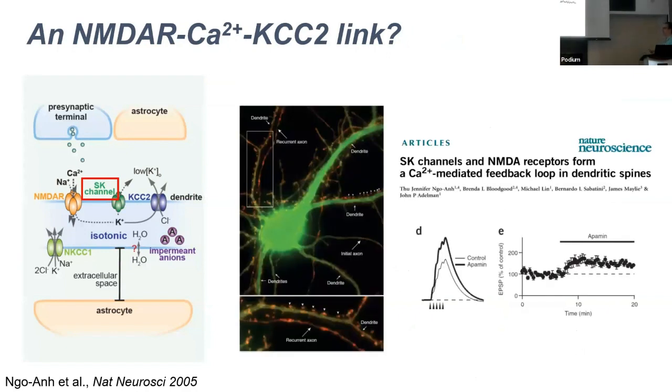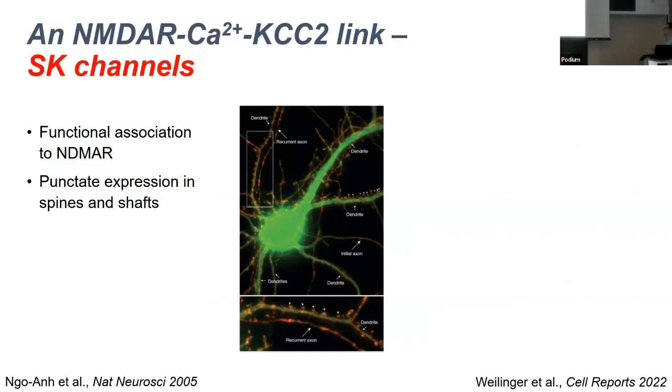And so one thing that jumped out was the calcium activated small conductance potassium channel, or SK channel, which you might have learned about in your first year neurophysiology class. This is a calcium activated potassium channel that has interesting associations with the NMDA receptor. It's located right alongside NMDA receptors in the spines, and so there's a physical association.